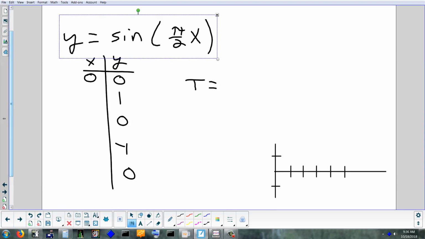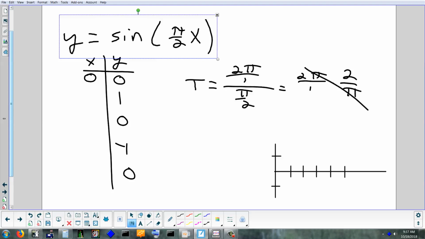Well, t equals 2 pi over, what's omega in this case? Pi over 2. How do I divide those two? Yep. Multiply by the reciprocal. 2 pi over 1 times 2 over pi. What happens when I multiply that out? Pi's cancel. So what do I get for the ending point of my cycle? 4. 2 times 2 gives me 4.